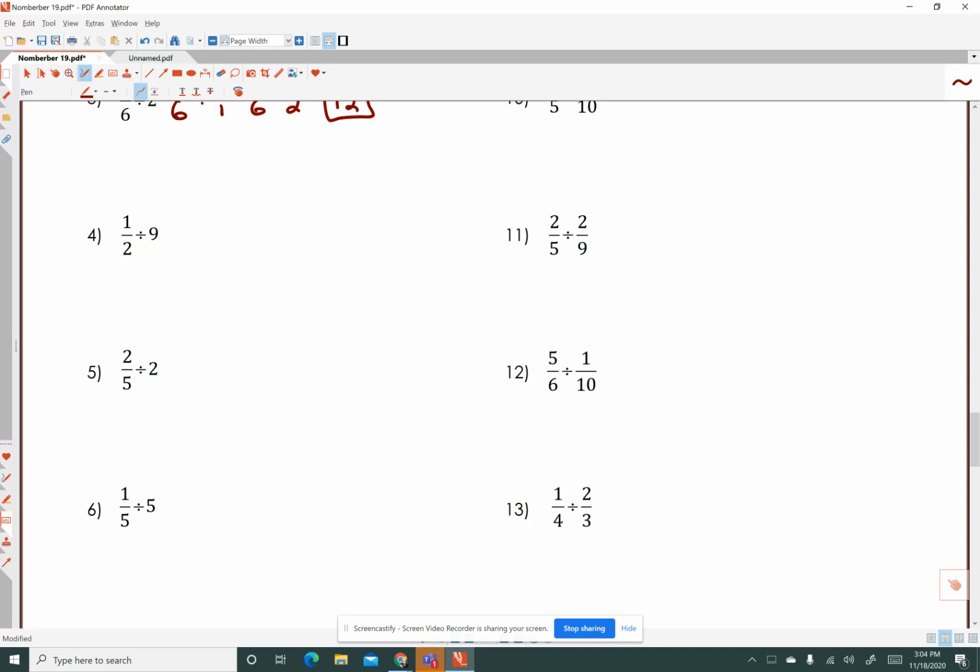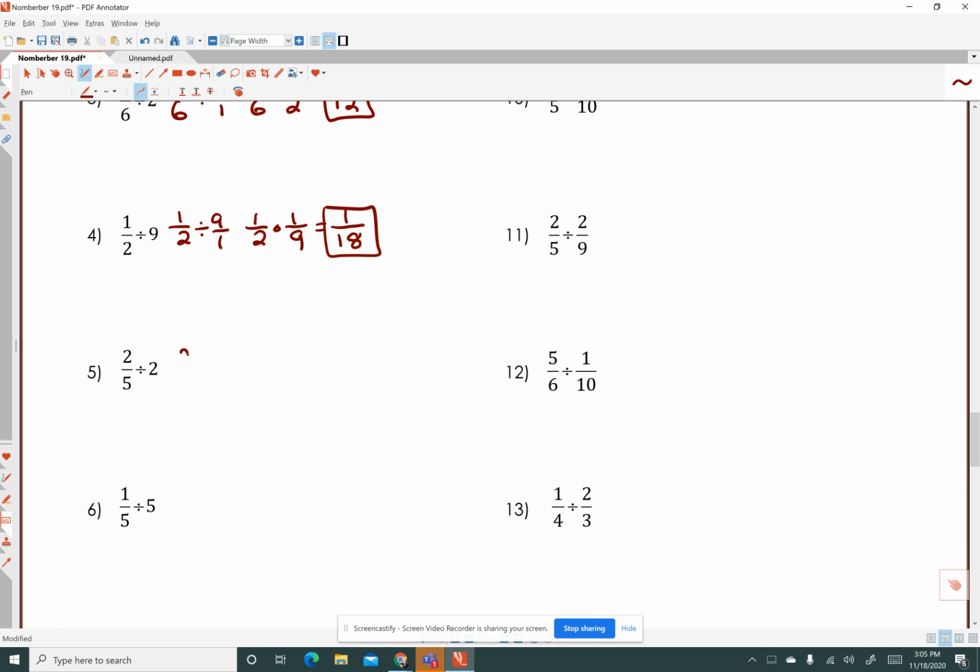Okay, I hope you tried those on your own. First, we'll rewrite with a denominator of 1, because we have a whole number in that 9. Then we'll rewrite as multiplication by multiplying by the reciprocal. 1 times 1 is 1. 9 times 2 is 18.